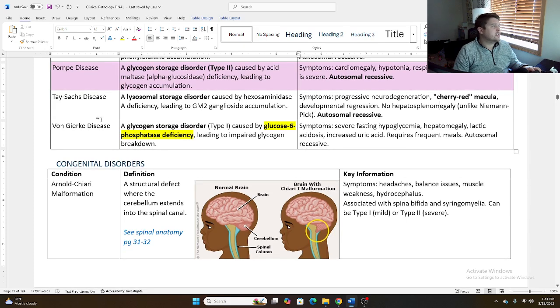Von Gierke disease. As far as the glycogen storage disorders go, this is the one that they like to test on. It is a glucose 6 phosphatase deficiency. Glucose 6 phosphatase is responsible for helping the liver release glucose back into the blood. So if we can't release the glucose back into the blood, it all just gets trapped in the liver. We end up with hypoglycemia, as well as hepatomegaly, because we end up storing just a bunch of glucose and stuff in there. It can get converted to fat, and then it ends up having problems.